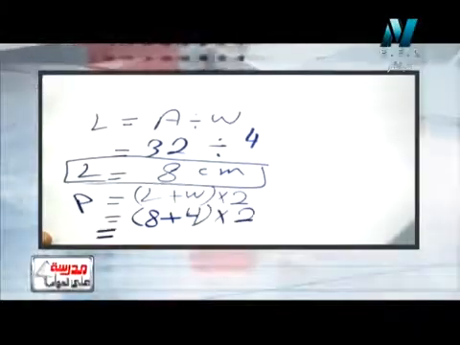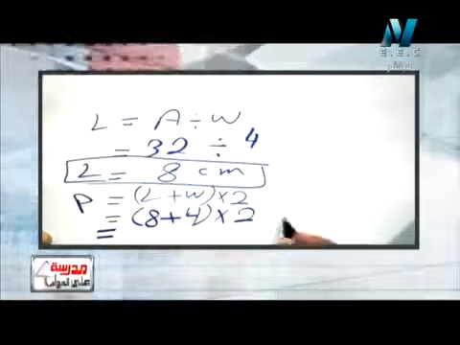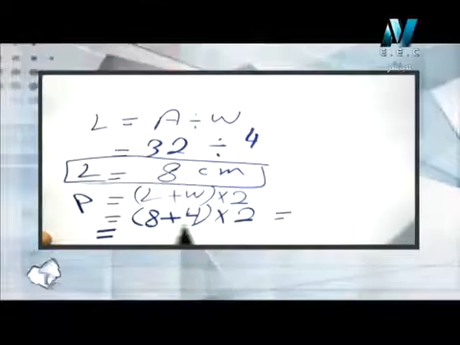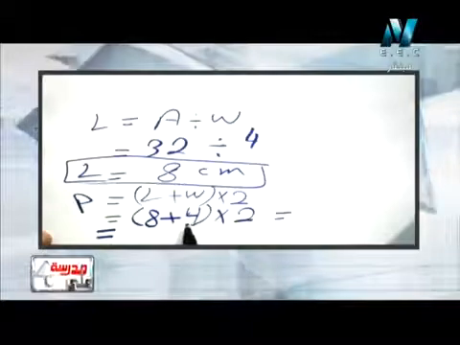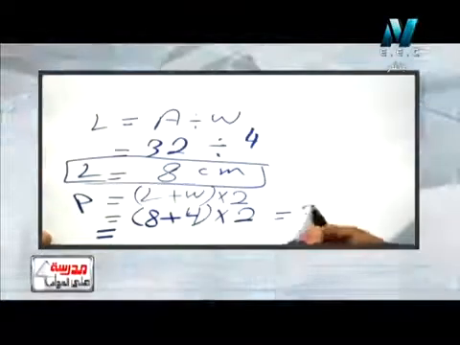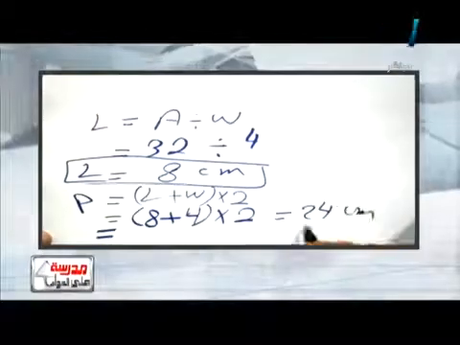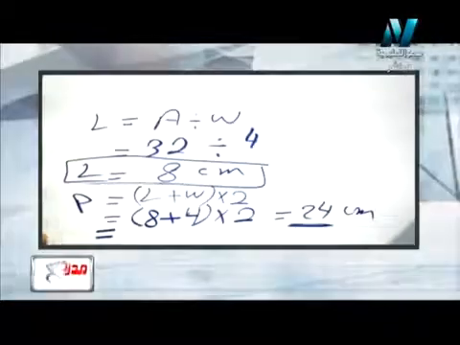You can use your calculator to get the result. The result equals what? 8 plus 4 equals 12. 12 times 2 equals 24 centimeters. Yes, it's so easy to get the perimeter. We have now the length of the rectangle, and by using the rule length plus width times 2, we get the perimeter.